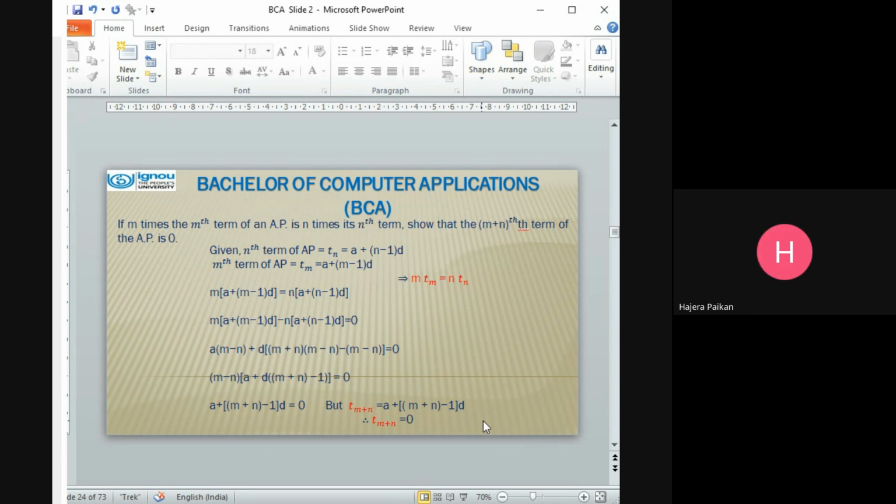Sir, I have solved this question by myself, and I will share my notes in our group. You have solved this question. This unit, the block to unit 1. Okay.